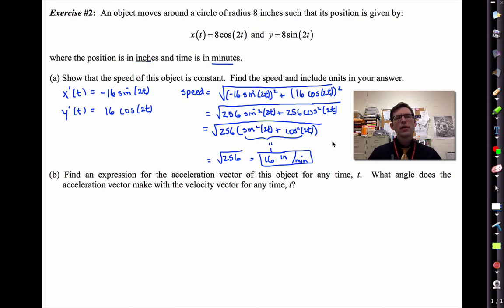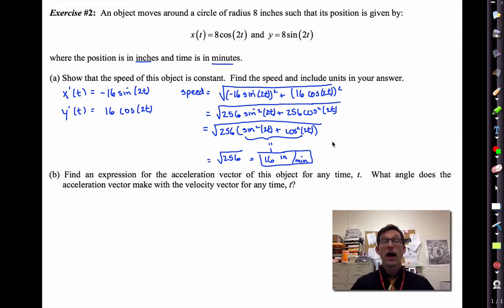All right. Letter B says, find an expression for the acceleration vector of the object for any time t. What angle does the acceleration vector make with the velocity vector for any time t? Whoa. Okay, let's just take it a little piece at a time. First thing I want is an expression for the acceleration vector. Now, we know that is going to be the derivative of the velocity vector. So I need to find the derivative of the x-coordinate of the velocity, and I need to find the derivative of the y-coordinate of the velocity.